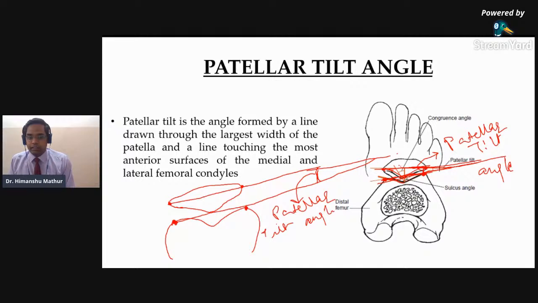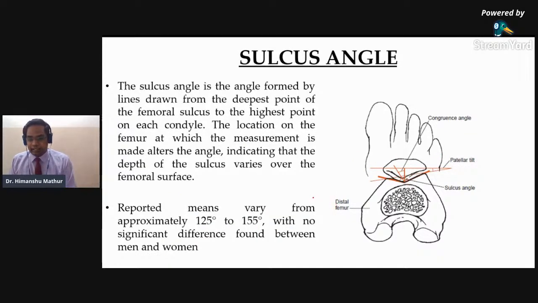Okay. Similarly, we have a few more angles, that is the sulcus angle. The sulcus angle eventually tells you the depth of the femoral groove. Okay, it is from the deepest point of the femoral sulcus to the highest point on the condyle. Okay, so you usually make three points available. One is the deepest point on the femoral groove. The other ones are the highest points of the femoral groove. You join these two points. Now, when these two intersecting lines make an angle, it is known as the sulcus angle.